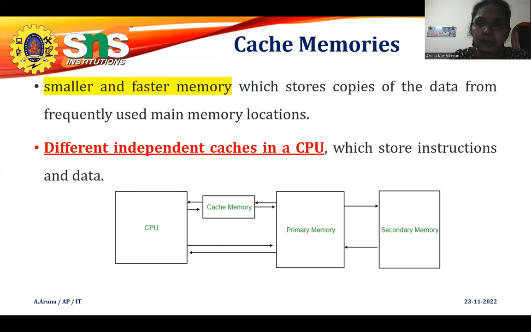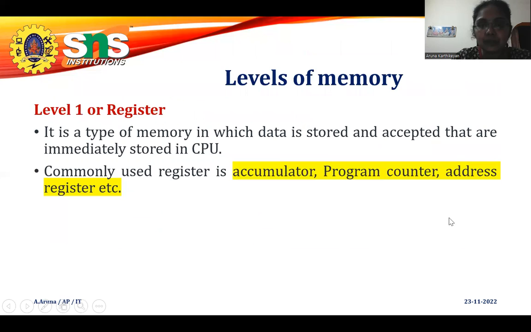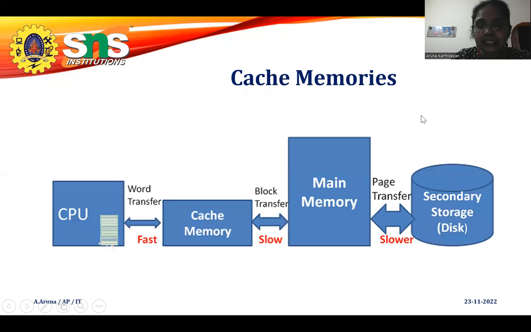In our processor we have different levels of cache. Each level can act independently and stores instructions and data. This is a sample example of how the cache memory is present in our processor. It is present between our processor and the main memory. This is the way the communication is established between the processor and the main memory, and this is also a cache memory.